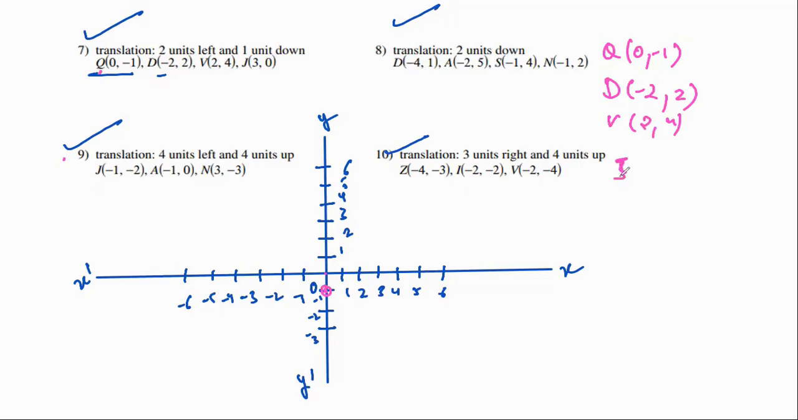So Q is 0, -1. Q is on the y-axis, so this is my first point. Then -2, 2: -2 is on the x-axis and 2 is on the y-axis. That's my second point. Then we have 2, 4, that is D. 2 is plus X and 4 is Y, so that's my point V, 2, 4. And J is 3, 0. 3 is on X and 0 is on Y. Please remember, the first number is always X and the second is Y. So 3, 0, that's my point J.